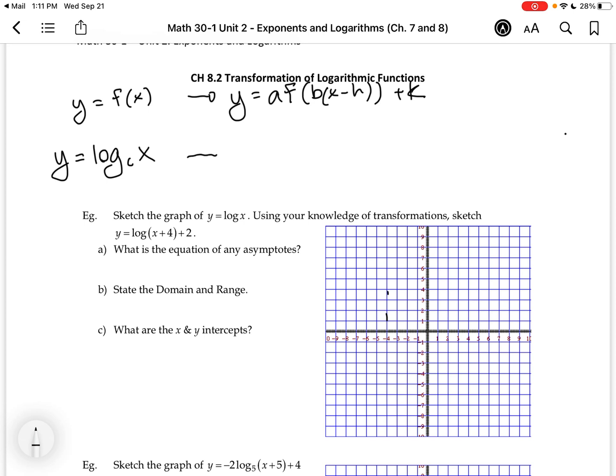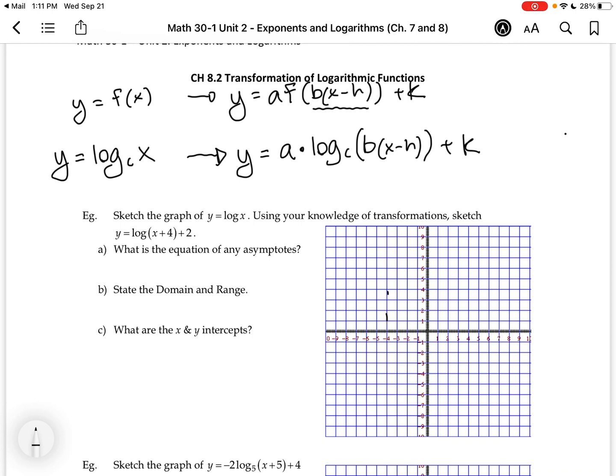But if we transformed this, what this would look like is y equals a times the function. So the function is log base c of x. Instead of x, though, I'm going to put a set of brackets, and in that set of brackets has to go b times x minus h, and then plus k at the end. And then we will know, just like in all of our other transformations, a, for example, is the vertical stretch factor, or its absolute value is the vertical stretch factor, and then it could have a reflection as well, and so on and so forth.